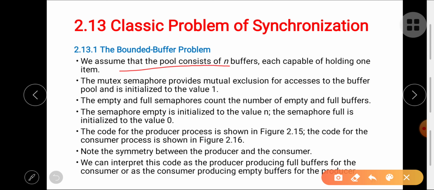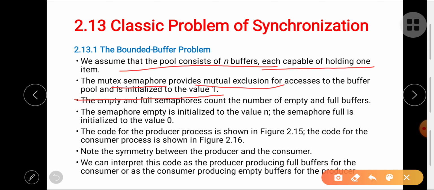We assume that the pool consists of n number of buffers, and each buffer has the capacity to hold one item. Here one variable is there, mutex. This mutex semaphore, or mutex variable, provides mutual exclusion for accesses to this buffer pool, and it is initialized to the value 1. Mutual exclusion means any one buffer can be used at a time.